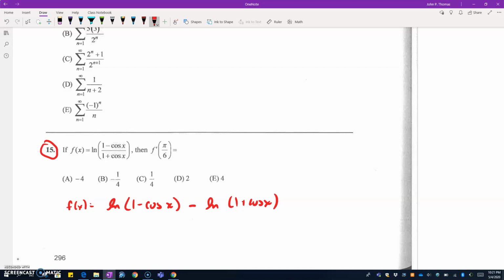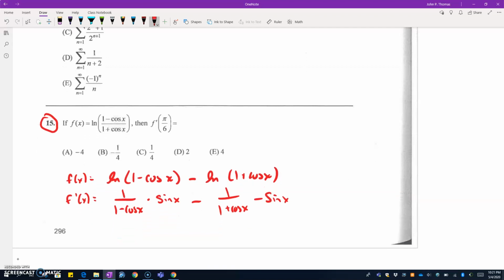Now I've got much easier derivatives to take, so when I do f prime of x, 1 over 1 minus cosine x times the derivative of the inside, derivative of 1 is 0, derivative of cosine is negative sine, so this would be positive sine x. All right, minus 1 over 1 plus cosine x, and this one would be a negative sine x. All right, so I clean that up a little bit. I've got sine x over 1 minus cosine x, minus negative, so plus sine x over 1 plus cosine x.